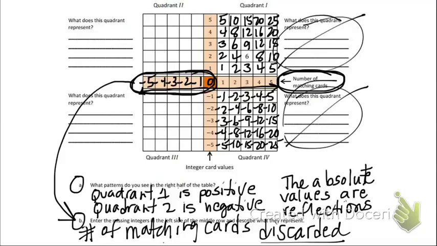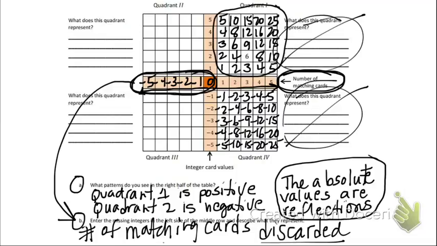Well, patterns that I saw on the right half of the table: quadrant 1 is positive, pretty obvious. Quadrant 2 is negative, and the absolute values are reflections. So if you look at the absolute value of quadrant 1, these are all going to stay the same because they're positive. The absolute value of quadrant 4 here, they would all be positive if they are talking absolute value, and they would be reflections of each other. So if we were looking in a mirror, these 1, 2, 3, 4, 5 would be one right here, and they would be reflections. We can actually flip these up, and they would be in the exact same places.